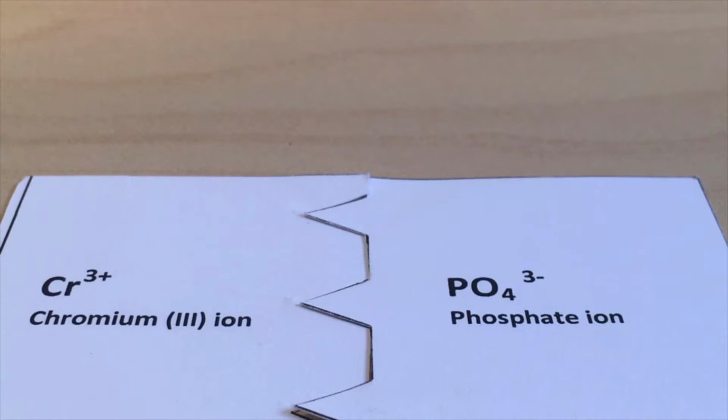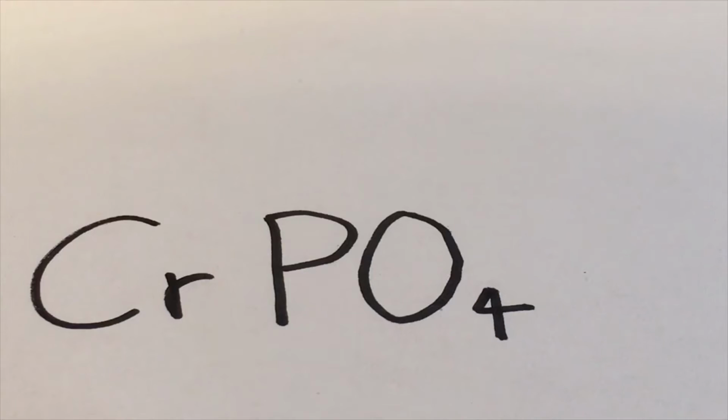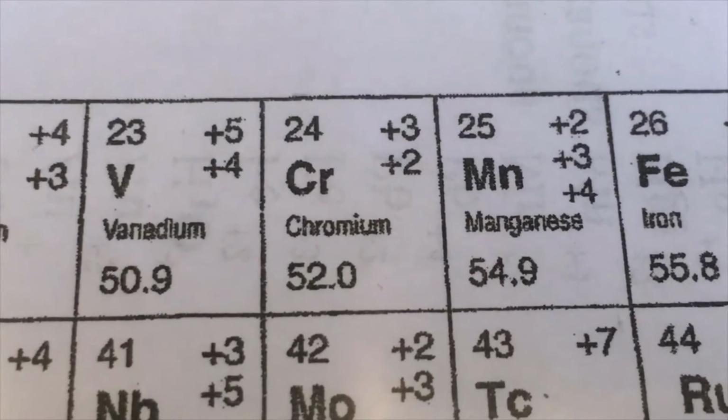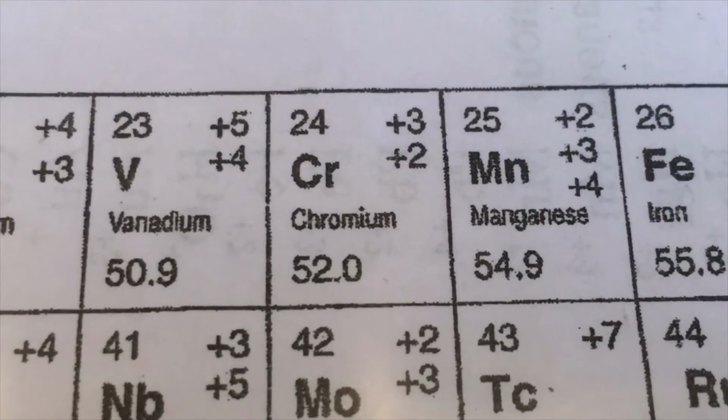In the case of this compound here, we can clearly see that chromium phosphate is a compound that can exist because this chromium has a +3 charge and the phosphate has a -3 charge. In this case, however, now that we don't see the charges, we can't just thoughtlessly decide that Cr is chromium and PO4 is phosphate, so the name is chromium phosphate. It doesn't work that way because if you look on the periodic table, you will see that chromium has more than one charge. As you can see here, chromium has a +3 charge and a +2 charge.